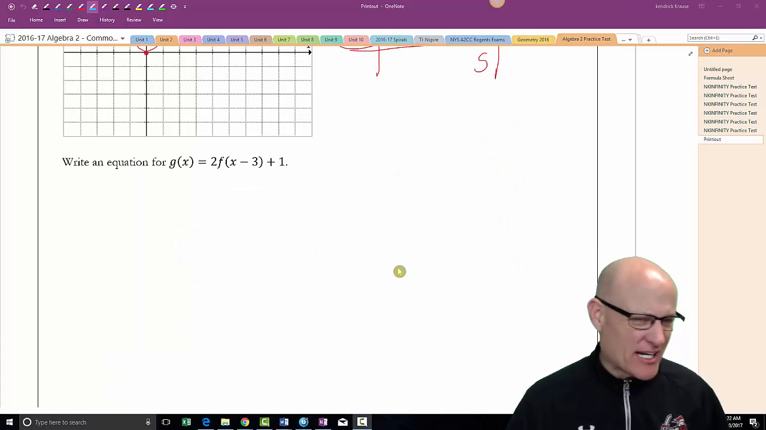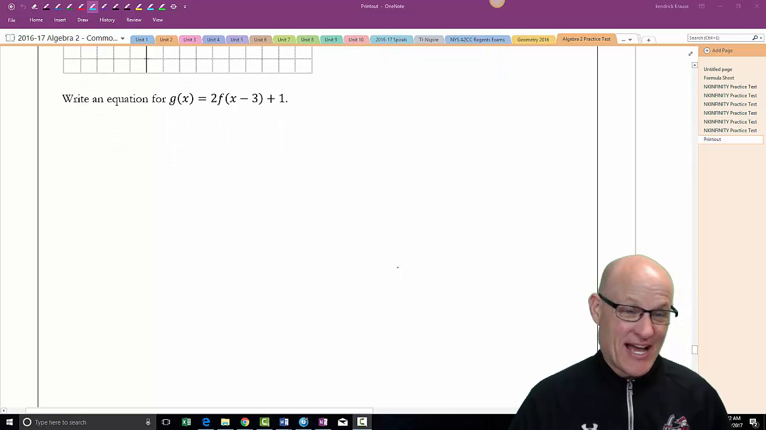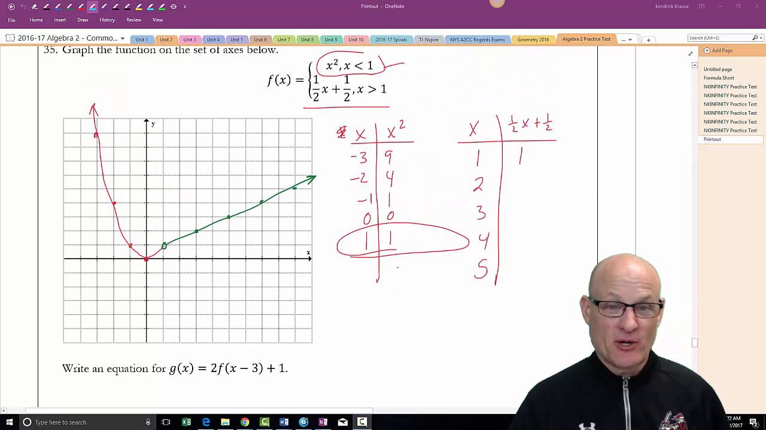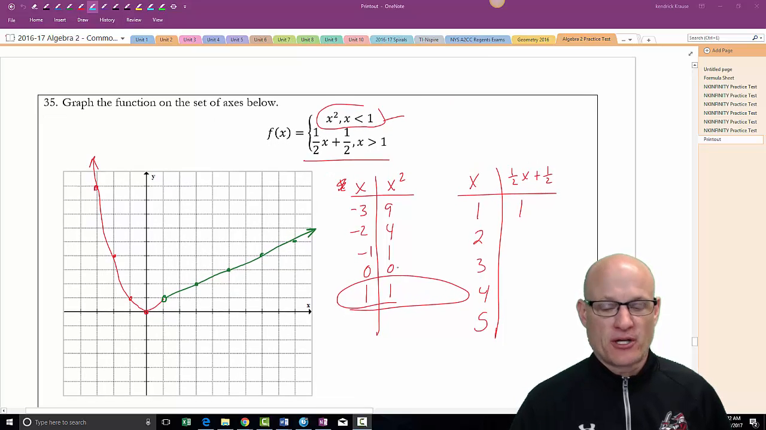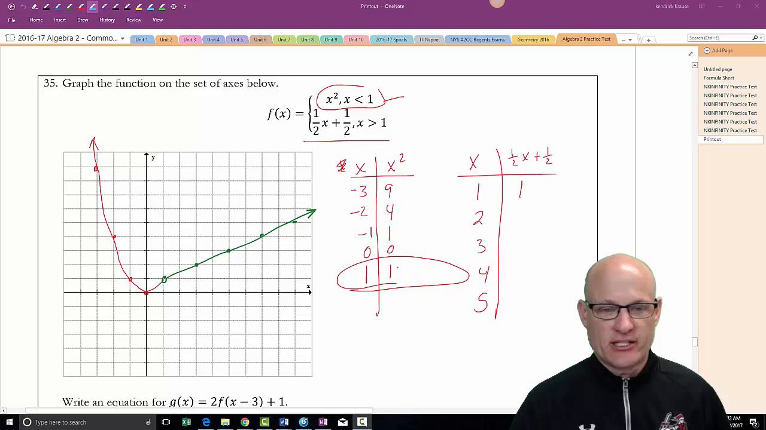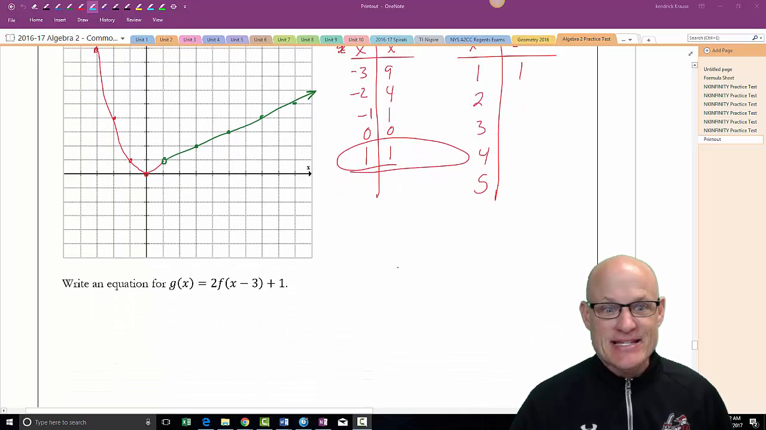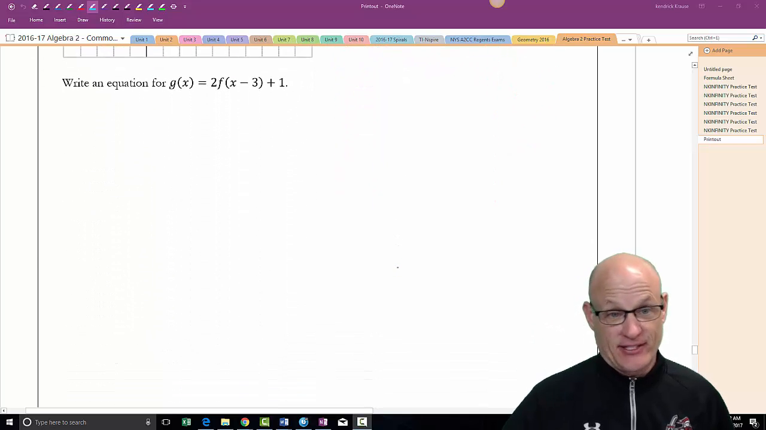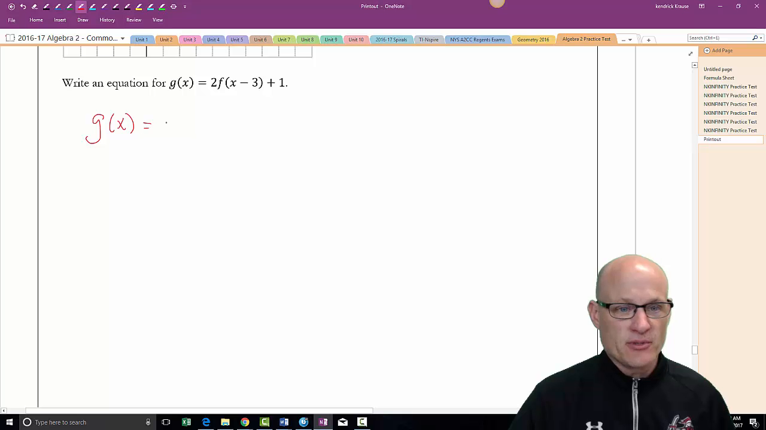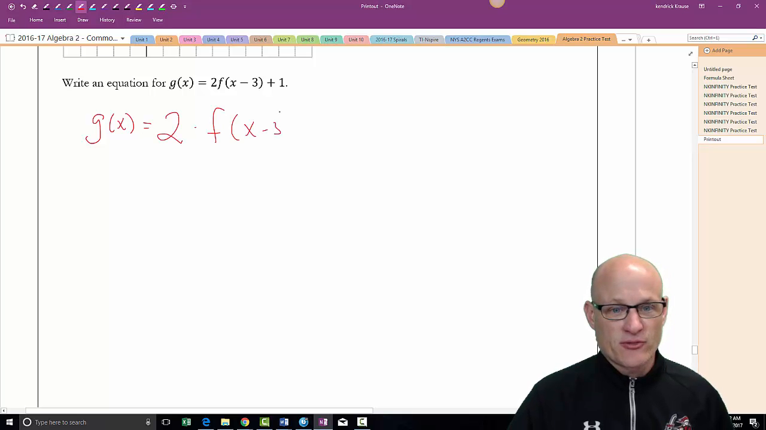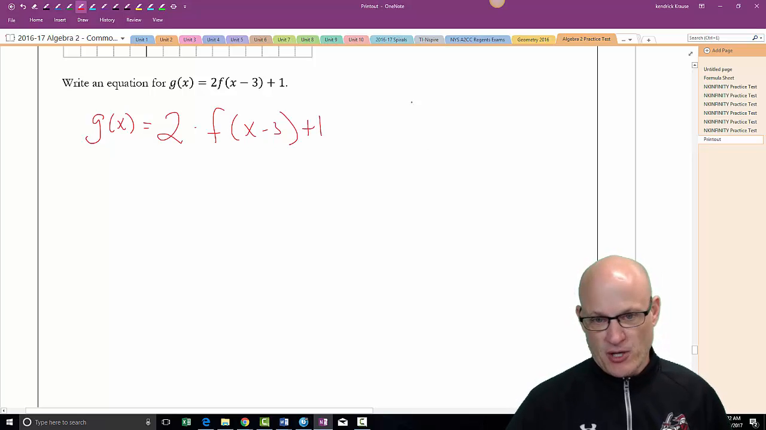Okay, graphing. Now we're going to do this. This part is a 4-point question. The previous part was relatively simple and straightforward: plug it in, graph the points, make sure you left an open circle. This, however, is a little nasty. So g of x, let's do it in red first. g of x is going to be equal to 2 times f of x minus 3, plus 1. Now, f of x minus 3 has 2 parts.